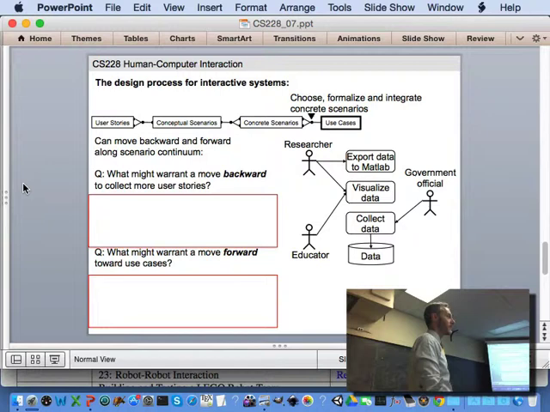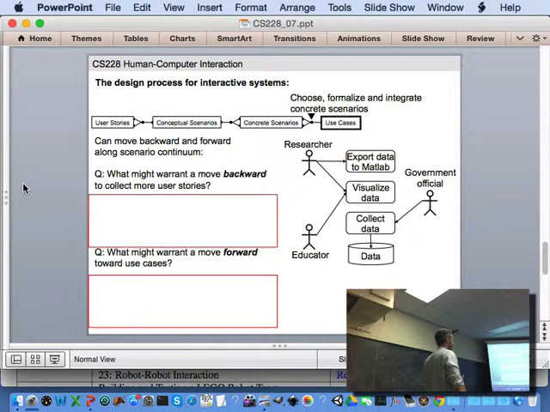Right? It's still a story. Actor A does this, it's stored in this part of the system, actor B does that, and away we go. And hopefully, in a use case, we have enough information that you could hand that use case off to a requirements engineer, an engineer who sits down and actually writes out all of the requirements that a design engineer or a software engineer then takes and turns into code, and or engineers turn into hardware.